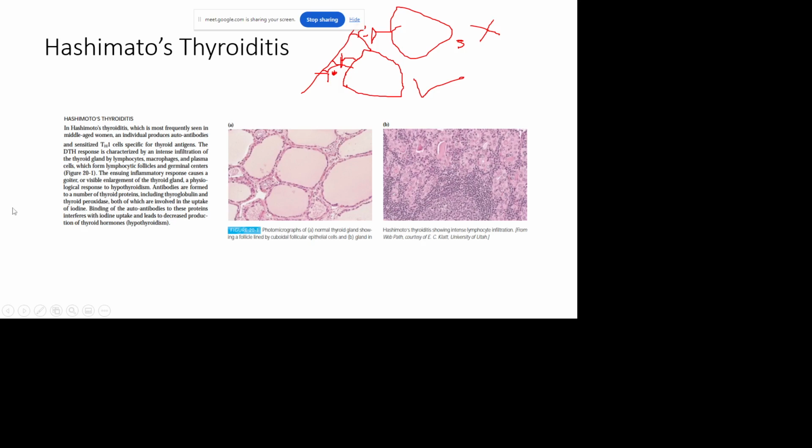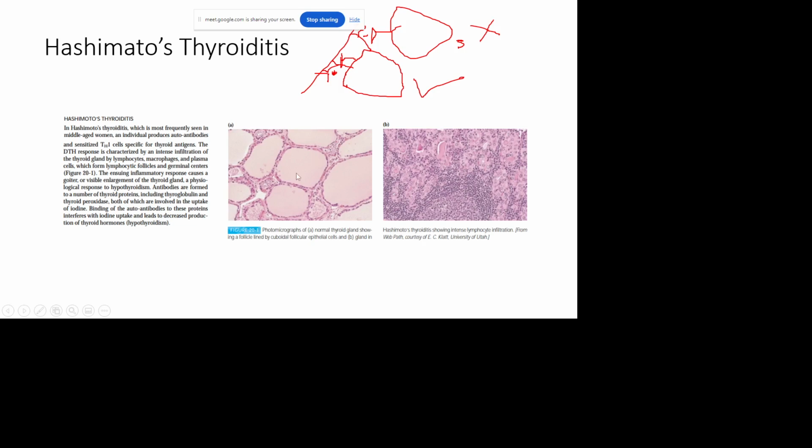As they are involved in uptake of iodine, after blocking of those proteins the iodine uptake will be interfered with, right? Now, as there is lack of iodine in the gland, it will lead to decreased production of the thyroid hormone. That is called hypothyroidism. Hypo means less. So thyroid hormones are not being produced here, or they are produced at a lesser than normal rate. That is called hypothyroidism.